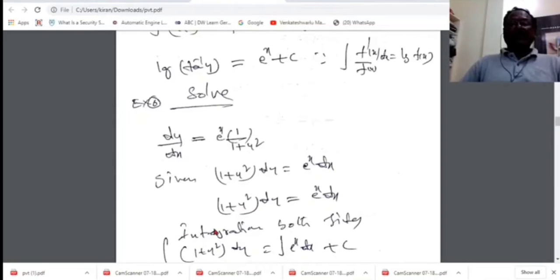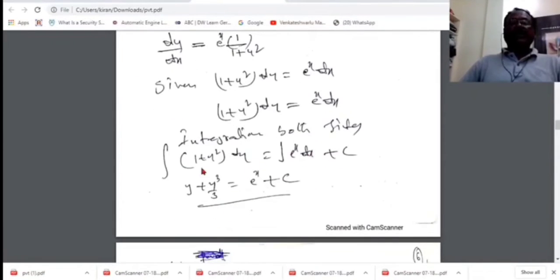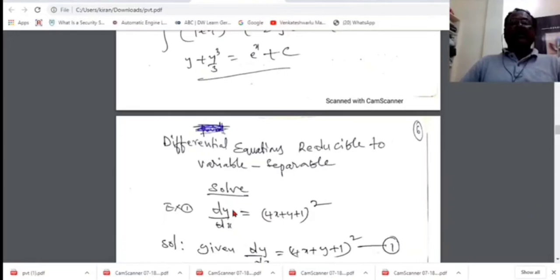Now integrating on both sides, integration of (1 plus y square) dy is equal to integration of e power x dx plus c. Now integration of 1 with respect to y is y, and integration of y square is y cube by 3, equal to e power x plus c. Now this is the required solution. Now the first differential equation of first order and first degree is over.